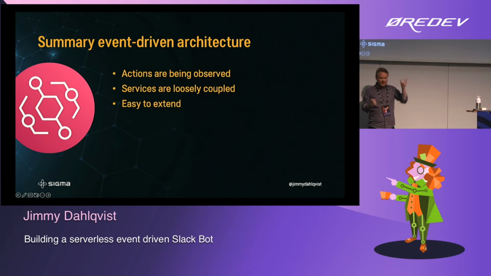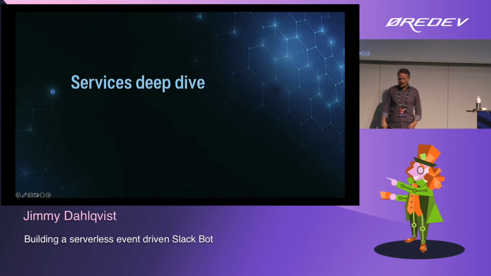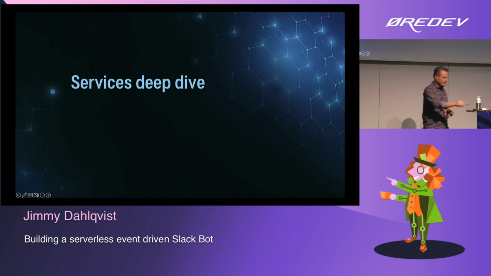So, quick summary on event-driven architectures. Actions, signals are being observed. Services are loosely coupled and are easy to extend. Now, we're going to do a deep dive on two of the services before we move over to doing a demo. We're going to look at Amazon EventBridge and Amazon StepFunctions.